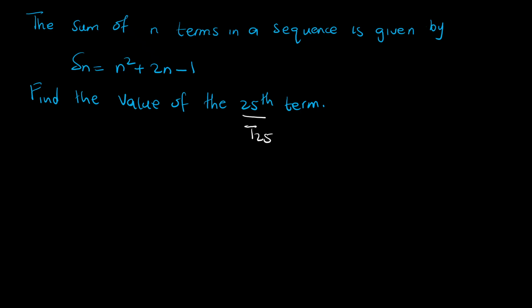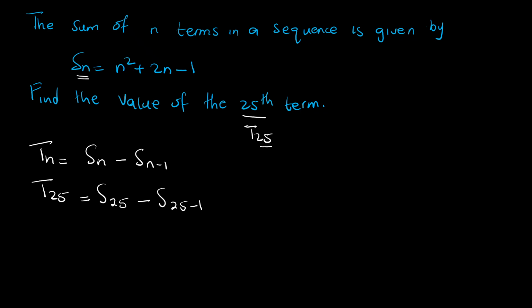So to answer this type of question, how can we find term number 25 using the sum of n terms? There's a formula that says Tn is equal to Sn minus Sn minus 1. Now, where there's n, we're going to substitute 25 because we are looking for T25. So this will be equal to S of 25 minus S of 25 minus 1, which is just 24. I'm just going to remove this and write that as 24.